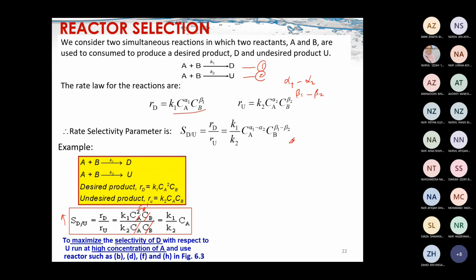With respect to U, run at high concentration of A and use reactors such as B, D, F, H in figure 6.3. There is no figure in this one, but it doesn't matter, you understand the concept. So now we need to increase CA. To increase CA, the suitable choice is to use a PFR. We don't need a CSTR, and we don't need a diluent.